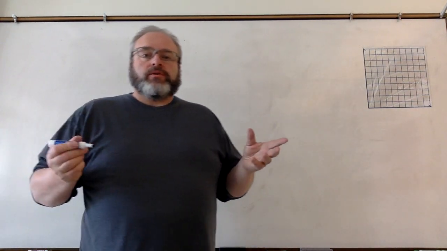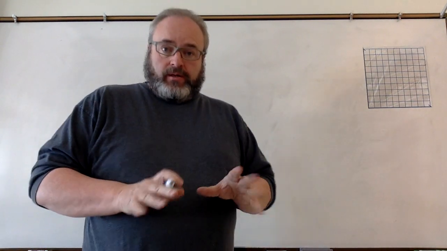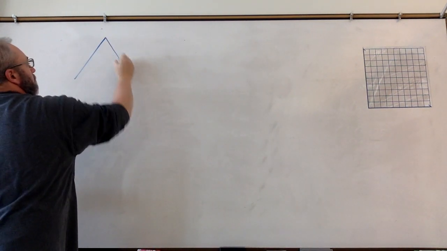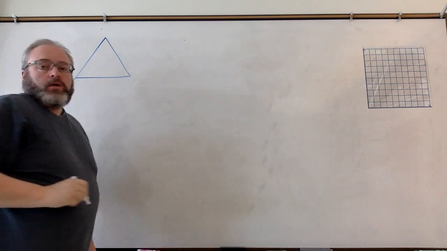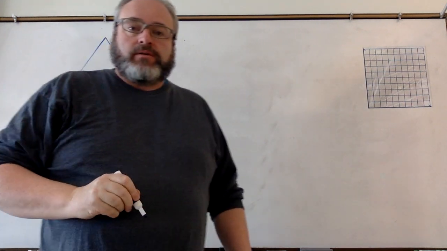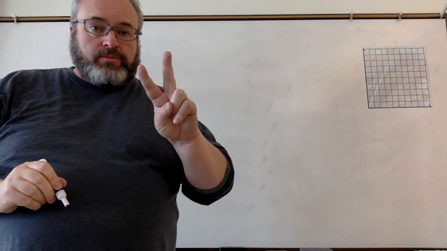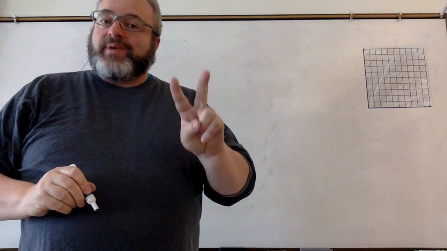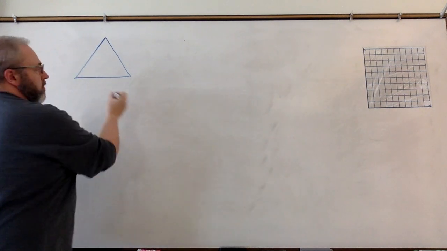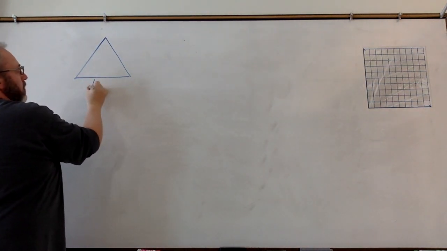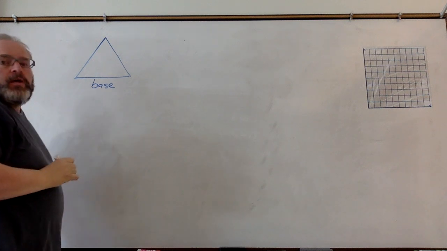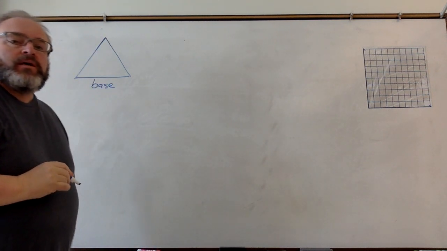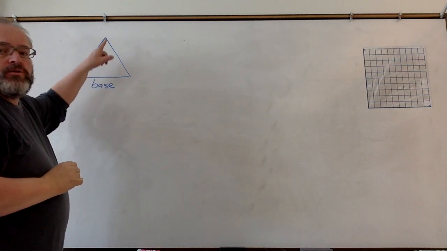Okay, today we're going to be finding the area of triangles. In order to find the area of triangles, you need to find two measurements on a triangle. You need to know the length of the base of the triangle, which is generally along the bottom, and you need to know the height. The height is where you measure how tall the triangle is.